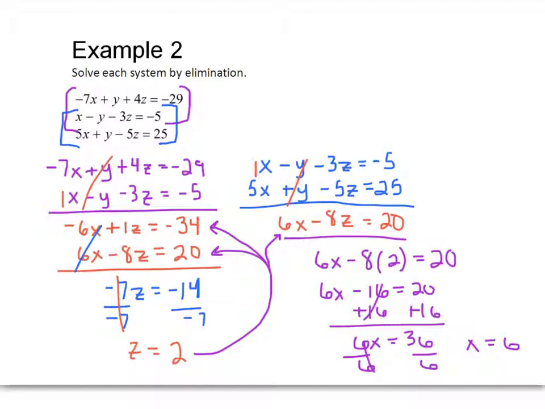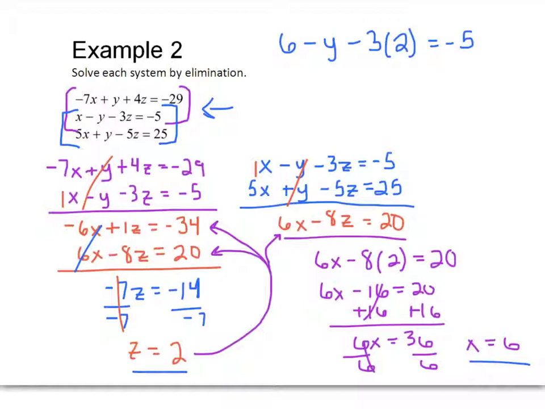I need to plug in z and x into one of my original equations up here so that I can figure out what y is. I'm going to pick the second one just because it has overall the smallest numbers. So 6 minus y minus 3 times z, which is 2, equals negative 5.